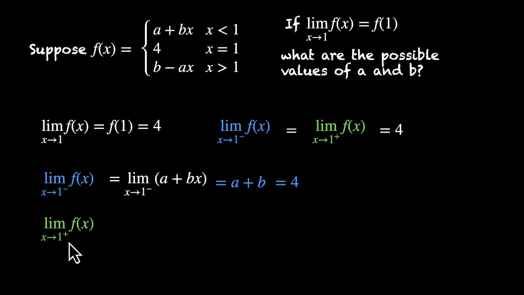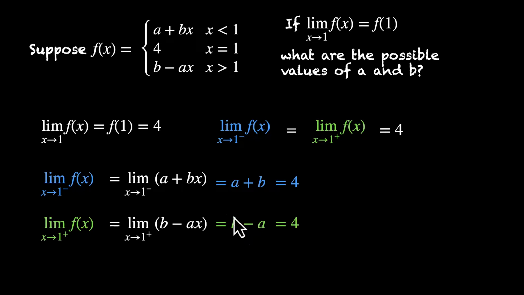Now let's find the right hand limit. Limit x approaches 1 plus f(x). For this, we'll use this definition, b minus ax. This is limit x approaches 1 plus b minus ax. Now plugging in 1, we get b minus a. This is also equal to 4.